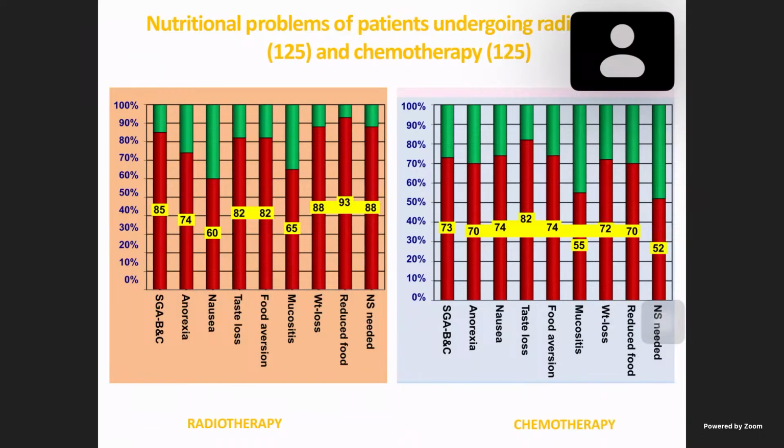So the nutritional problems of patients undergoing radiation and chemotherapy, though there is a good overlap, vary. Like in radiation patients, one of the more important causes is mucositis or aversion to food or taste alteration. It may be because of radiotherapy effects. Then in chemotherapy, it is basically because of reduced appetite or mucositis or taste loss or loss of the sensation.